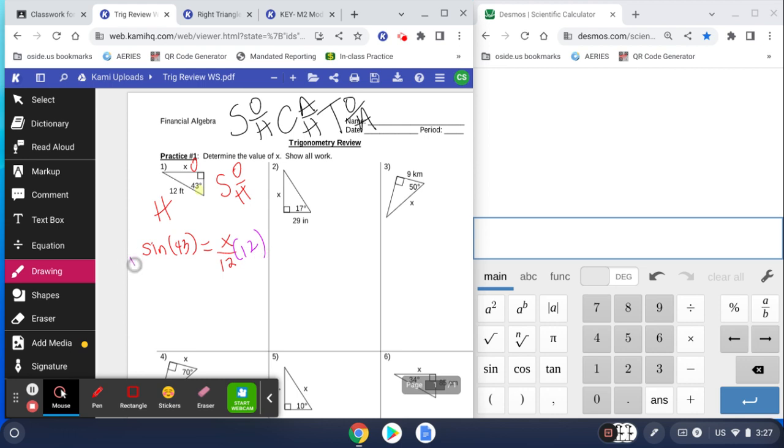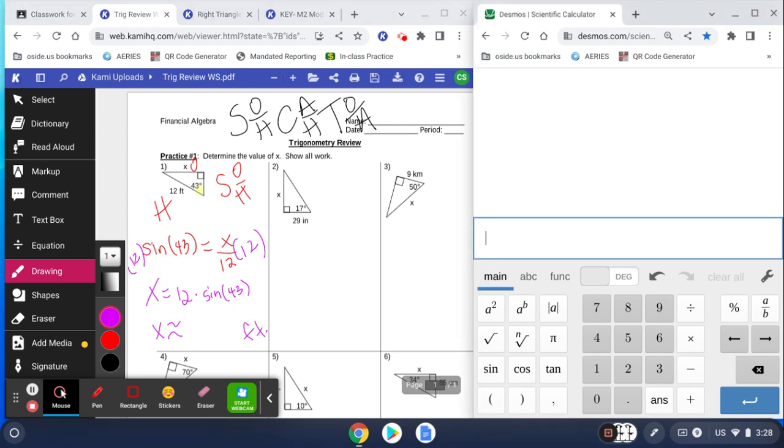All right, in order to solve for this variable, I'm going to be multiplying by the denominator of 12 to both sides. And this is what I'm actually going to plug into my Desmos: 12 times the sine of 43. And when I get x, it's going to be my approximate answer. So I'm going to use the bumps, and it's going to be in feet because that's the units that they gave to us. We're going to round to 2 decimal places unless told otherwise.